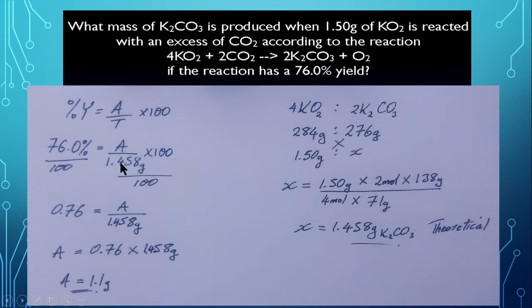So this is my T, theoretical mass. So I divide by 100 on both sides because I have to get rid of this 100 on this other side because I've already been given the percentage. Percent, cent means 100, so per 100, so over 100. This divided by 100 gives me this. This 100 cancels with that 100, then I have this. So my actual yield finally gives me 1.1 grams. If the percentage yield is 76, then my actual yield would be 1.1 grams when this much reacts with excess carbon dioxide.